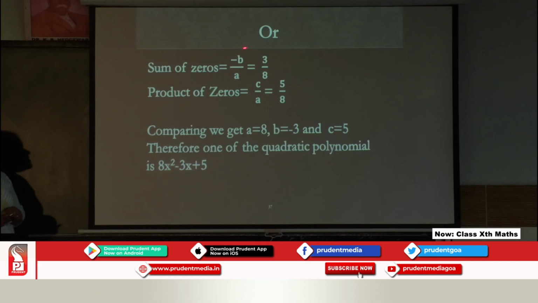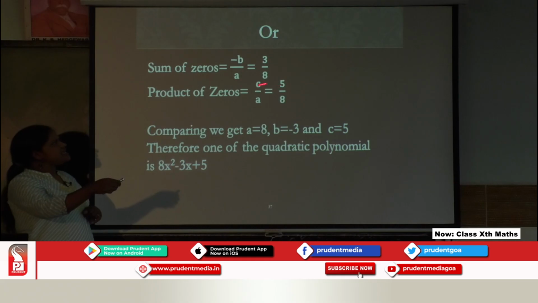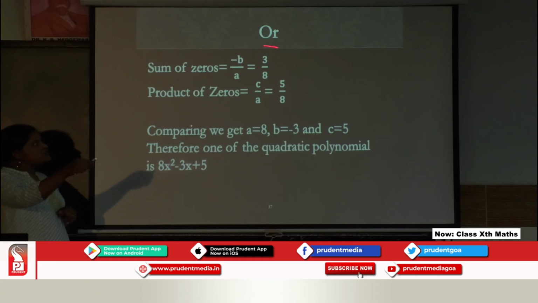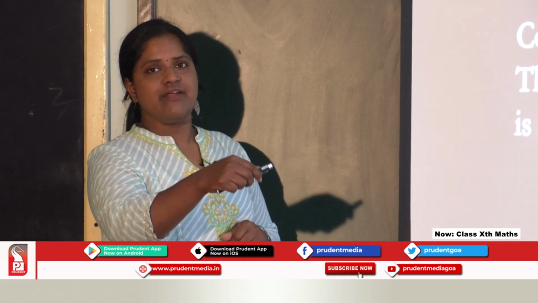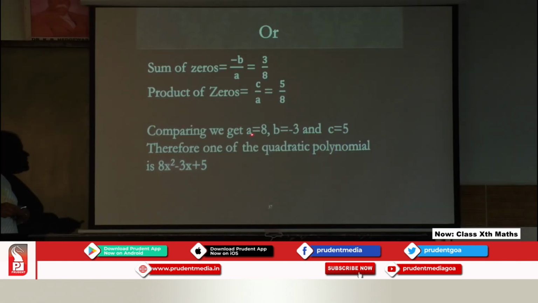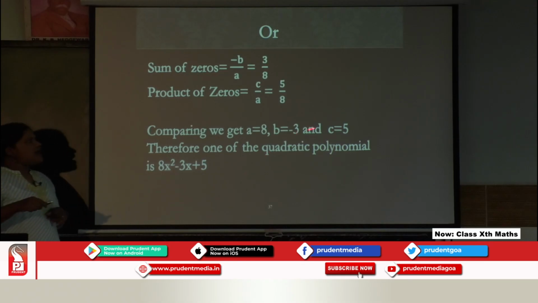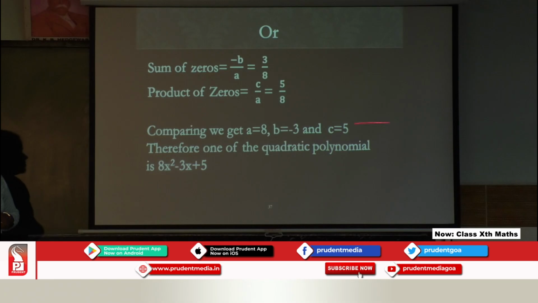What about b? Now just see, negative b is 3. So what will be b? b will be negative 3. Okay. So negative b is 3, so b is negative 3. So my b value is negative 3. And last, if you compare c, the c is 5. So in order to compare this, always first start comparing from a. a should be the same, the rest you can compare. So I have a is equal to 8, b is equal to minus 3, and c is equal to 5.